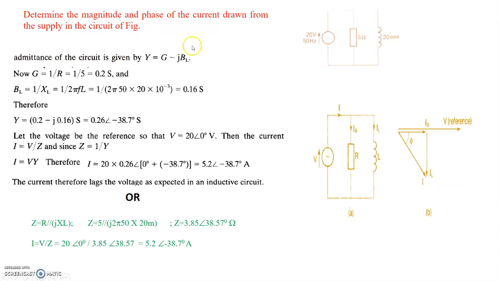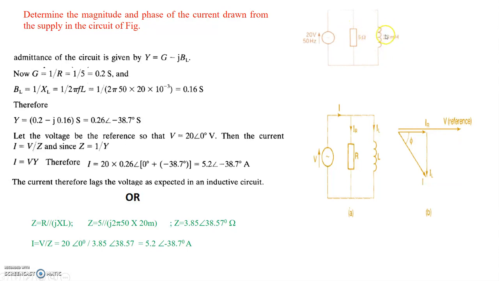Now another problem that is given is to determine the magnitude and phase angle of the current drawn from the supply in the circuit. Here a simple RL parallel circuit is given, connected to a single phase AC source of 20 volts and 50 hertz. Here also the value of inductance is given in millihenries, which is to be converted in terms of either impedance or admittance. Actually, this problem can be solved in two ways.